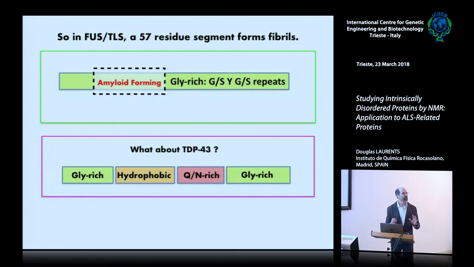So in summarizing this part of the talk, we've seen that in FUS-TLS, there's a 57 residue segment in the N-terminal half of the domain that's forming the amyloid. So let's see if we can find out what's happening in TDP-43, which has a glycine-rich region, a hydrophobic segment, a glutamine-asparagine-rich region, and this glycine-rich segment.